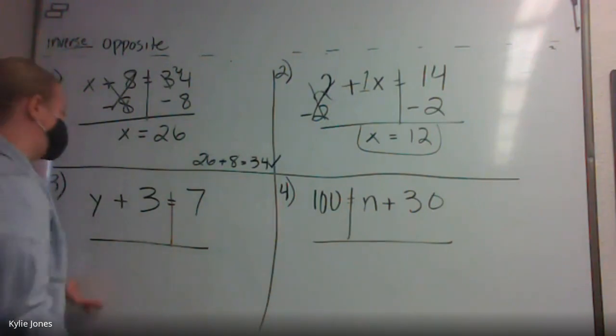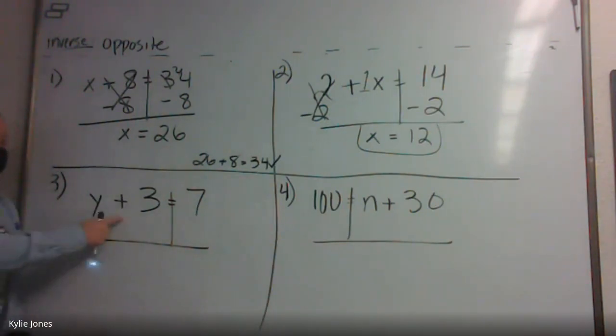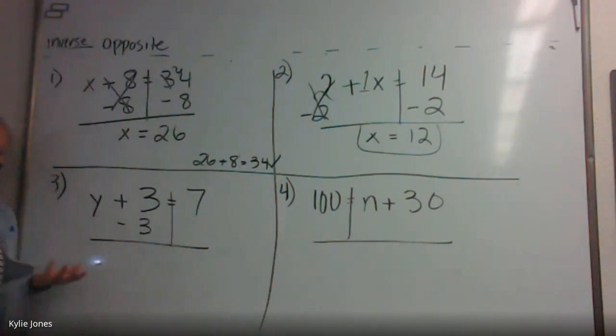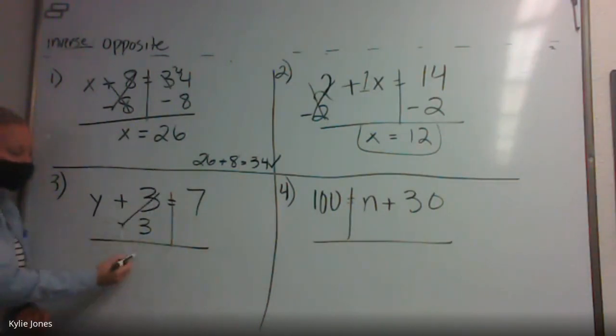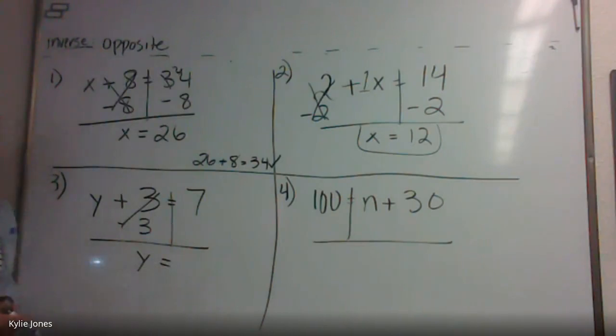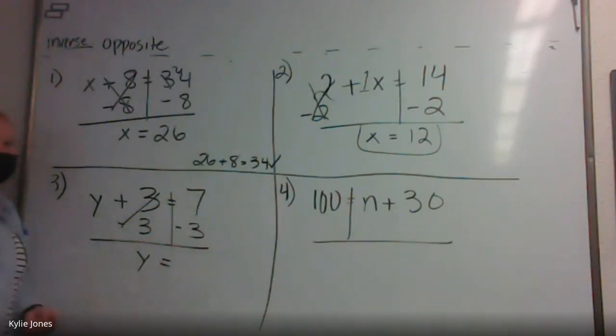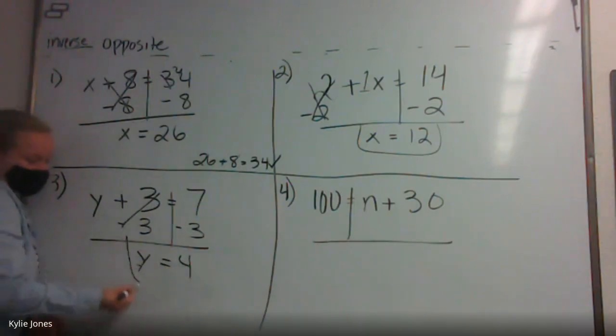Number 3, we have y plus 3 equals 7. We have an adding 3. How do I get rid of this adding 3? What's the opposite? Good. The opposite of adding 3 is subtracting 3. What do I need to do? Bring down the y. This will go away. But what am I still missing? Good. If I subtract 3 on this side, you must subtract 3 on this side. What is 7 minus 3? 4. There's our answer.